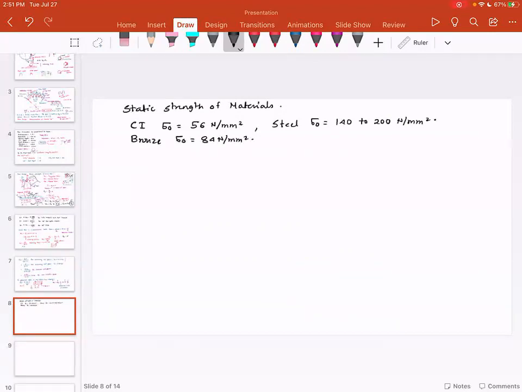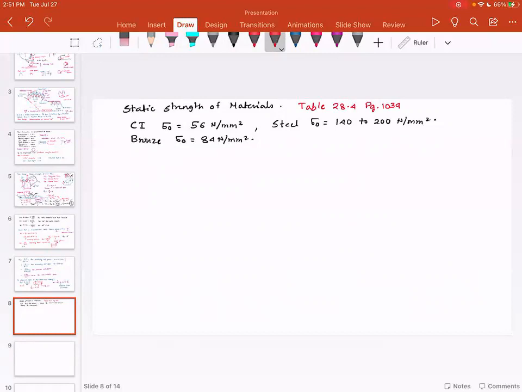All these values are given in the design data book, in table 28.4 on page 1039.